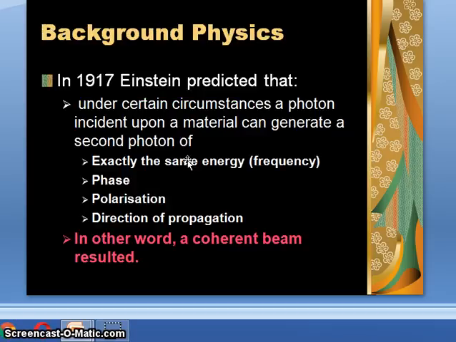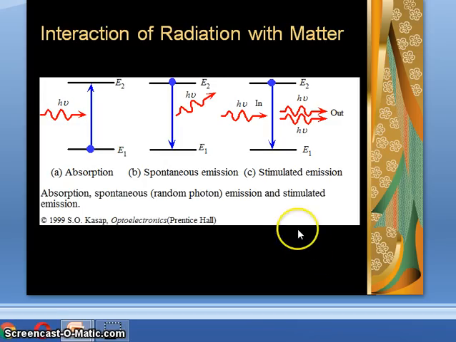Background physics of laser. In 1917, Einstein predicted that under certain circumstances, a photon incident upon a material can generate a second photon of exactly the same energy, frequency, phase, polarization, and direction of propagation. In other words, a coherent beam resulted. Interaction of radiation with matter means that when external radiation is incident on the medium, three processes occur simultaneously. One is absorption, second is spontaneous emission, and third is stimulated emission.